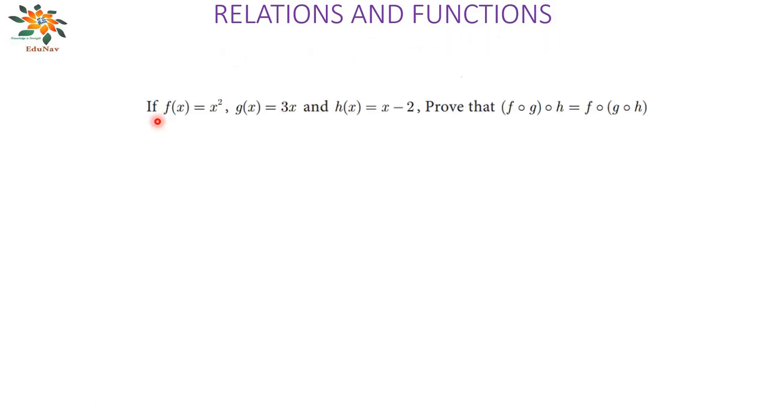Dear students, in this session we shall work one problem under the chapter Relations and Functions. If f of x equals x square, g of x equals 3x and h of x equals x minus 2, then prove that fog of h equals f of g.